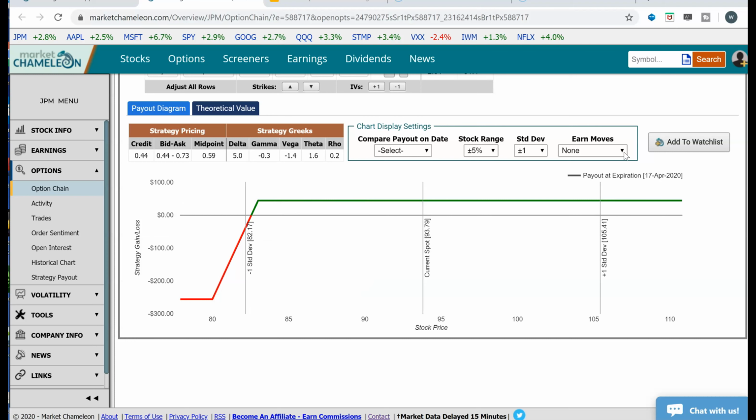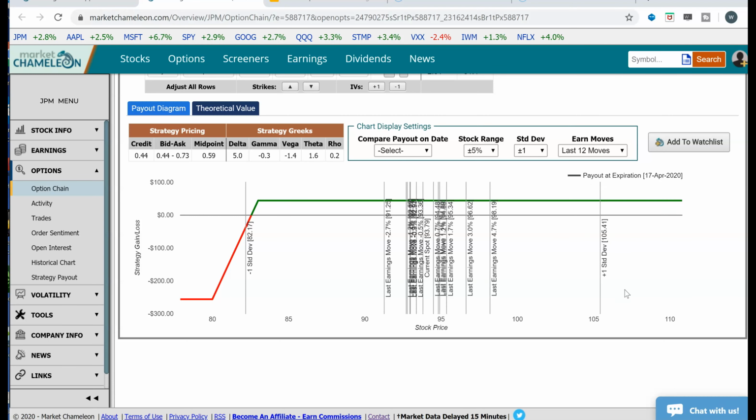And if you wanted to overlay it with the historical moves, you could just do this, the last 12 moves, and you could see here these are where the percentage moves were in the last 12 quarters. So you see it covers all this in green, and that's why this was presented as an opportunity.